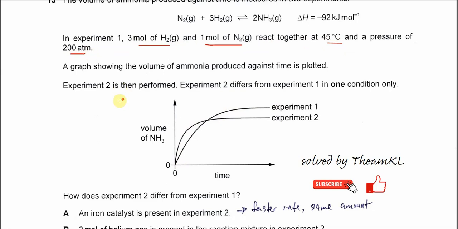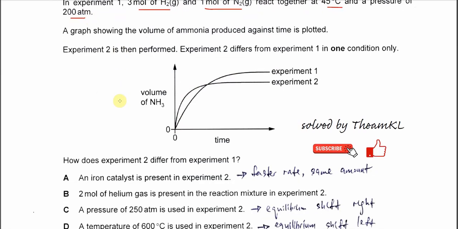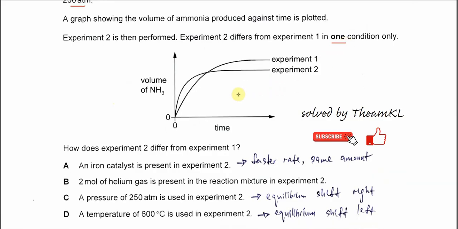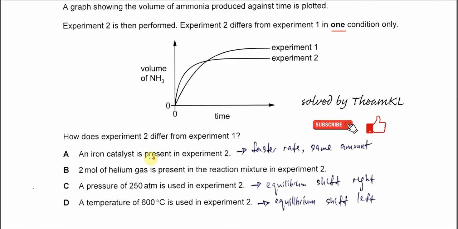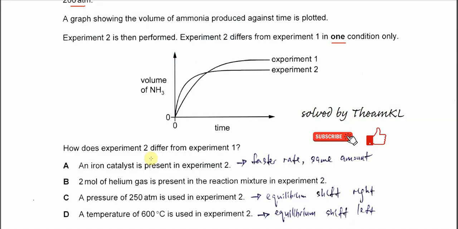Experiment 2 is then performed, and this experiment 2 differs from experiment 1 in one condition only. So now, how does experiment 2 differ from experiment 1? Choose the best answer here. So let's start with A.